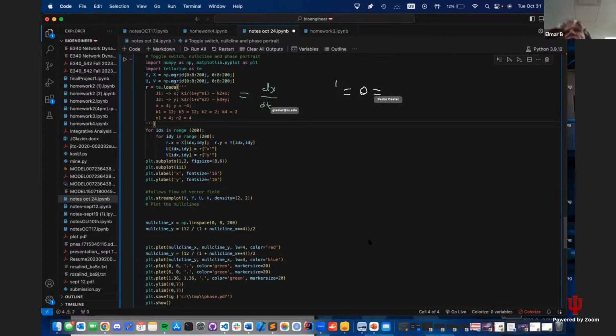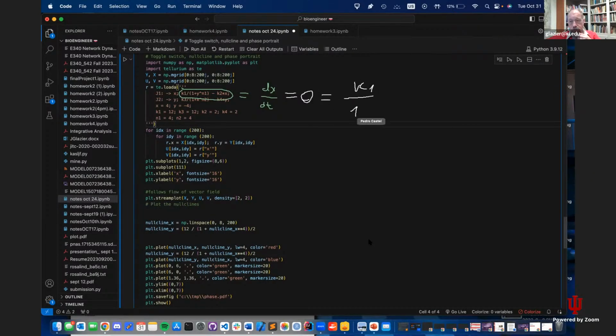So what did he do? He said x prime equal to 0. X prime is equal to this stuff here. And then he solved y in terms of x. So it's an analytic solution. There you go. Okay, that makes sense.